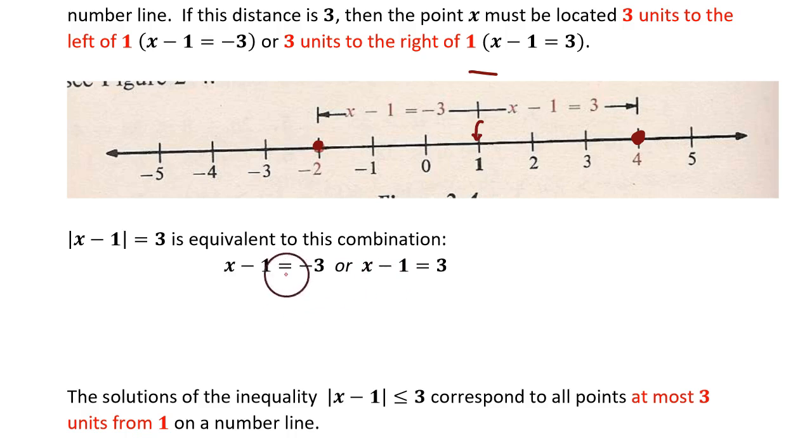Let's solve this combination by adding 1 to both sides. This makes x equals negative 2. And then for this piece here, let's also add 1 to both sides. This makes x equals 4. Notice the word or used to connect these two results together. X equals negative 2 or x equals 4. This algebraic solution fits our graphical solution in our diagram.